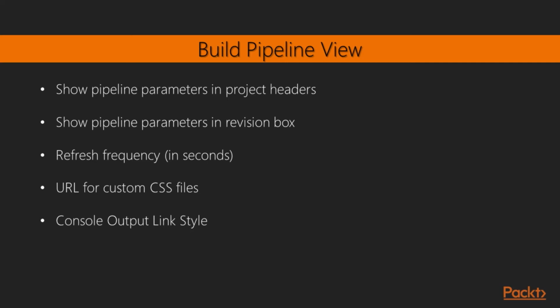Show pipeline parameters in revision box. This is used to list the parameters used to run the first job in each pipeline's revision box. Refresh frequency in seconds. This provides the frequency in seconds with which the build pipeline plugin updates the build lightbox. URL for custom CSS files: used for a custom CSS file, if any. Console output link style: you can choose from Lightbox, New Window, or This Window.